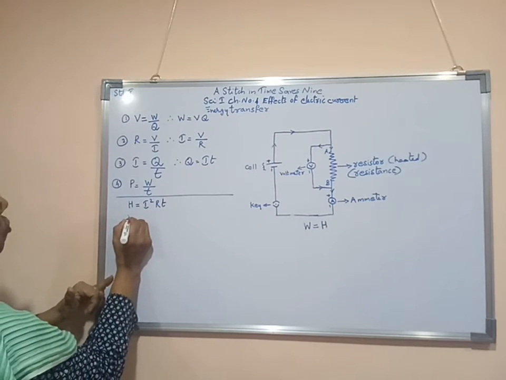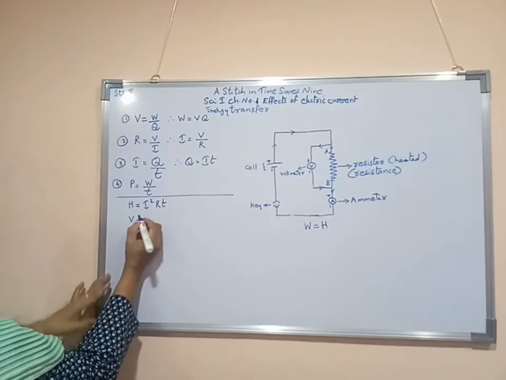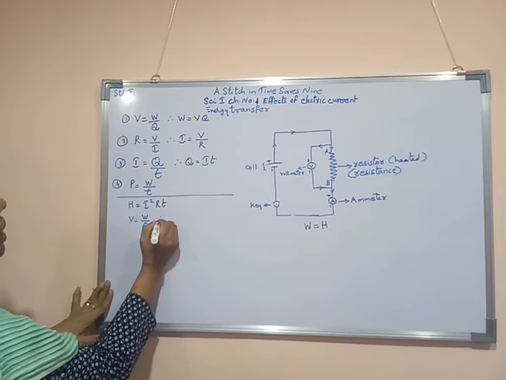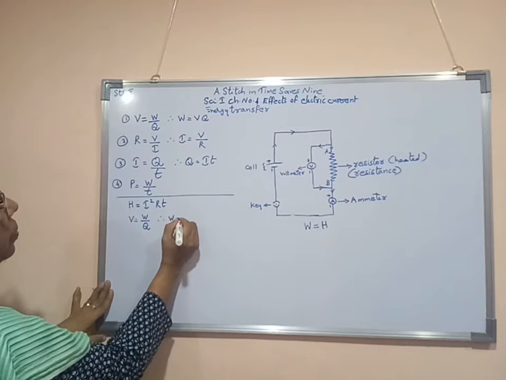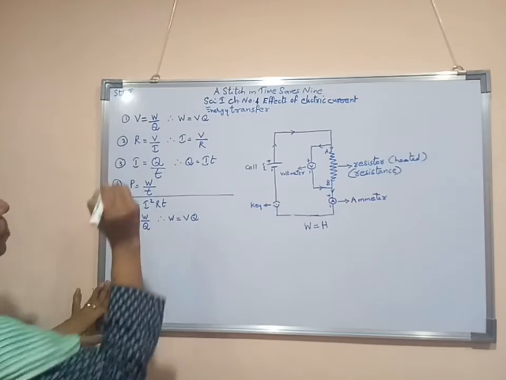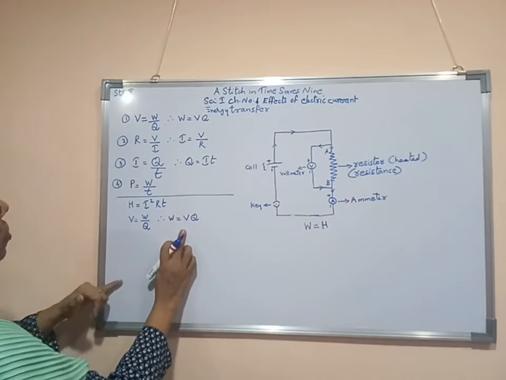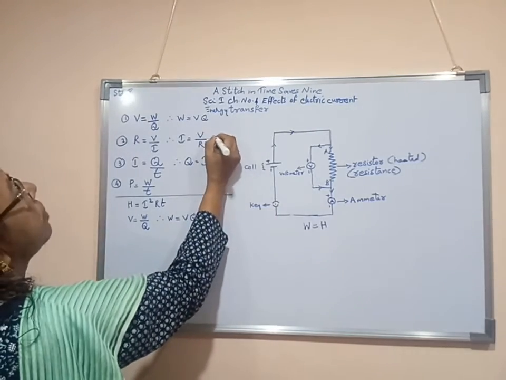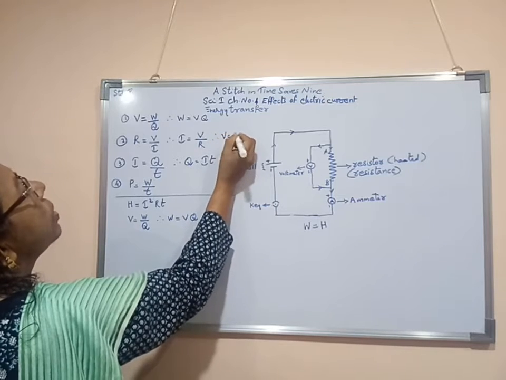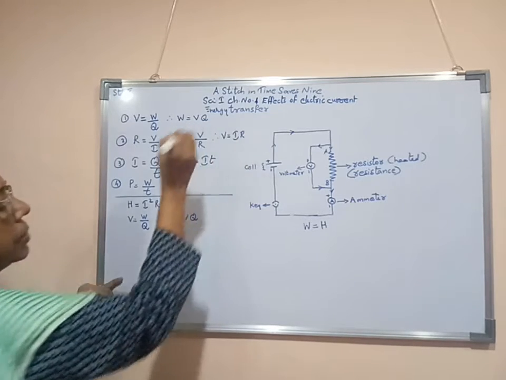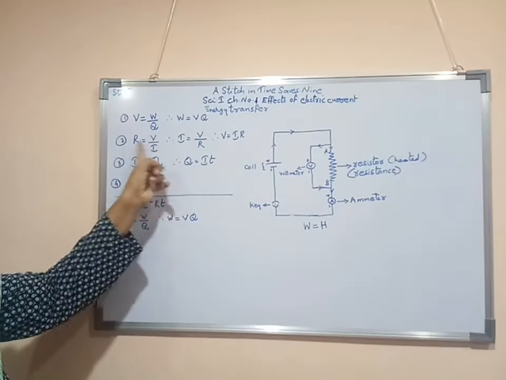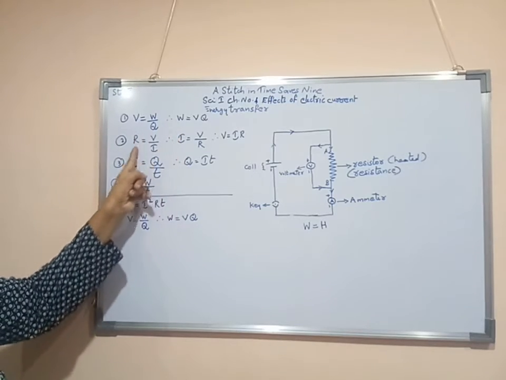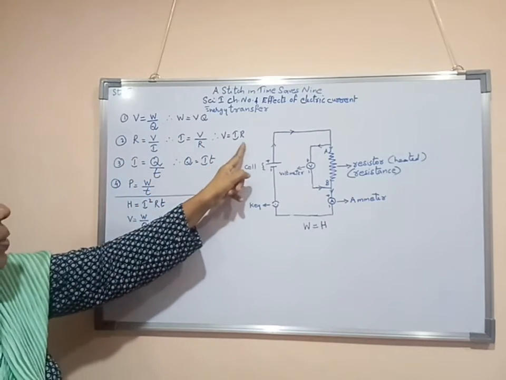Now we have another formula, that is V is equal to W upon Q. Therefore W is equal to VQ. Now here V is equal to, again I am writing one formula, V is equal to IR. From the same I derived R is equal to V upon I, and I is equal to V upon R. Again V is equal to IR.